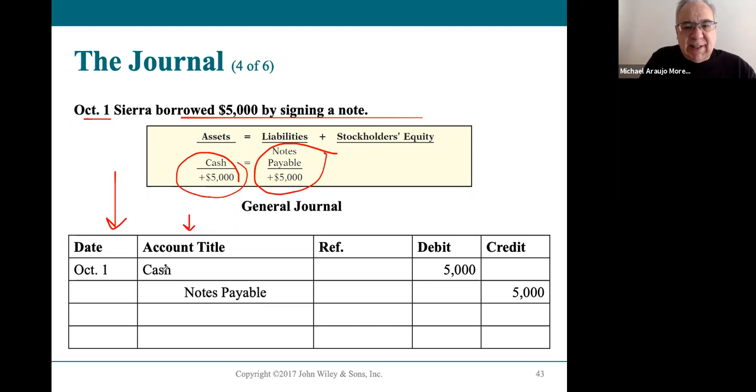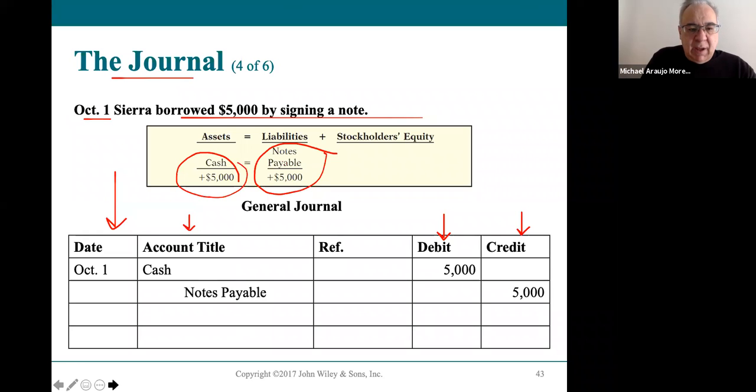The account that gets debited is going first, will be listed first, because the debit column is listed first where the numbers go. The account that's credited gets listed second, because again, the credit column is the second column where the numbers go. So debit to cash would show up here, a credit to notes payable would show up here. That's what it would look like in the journal.